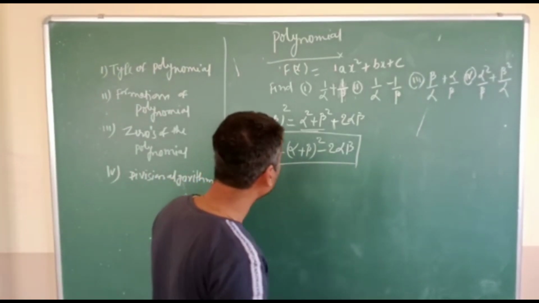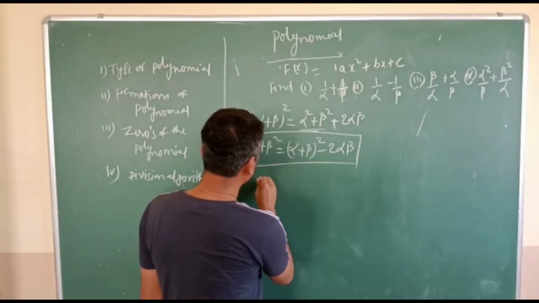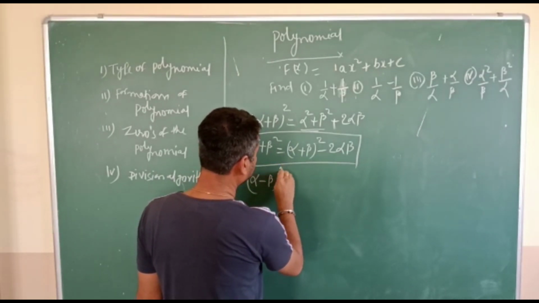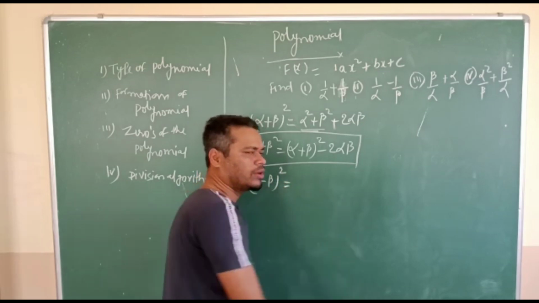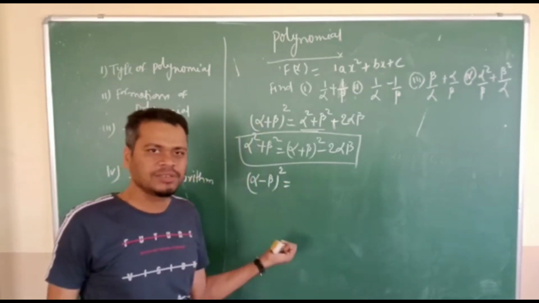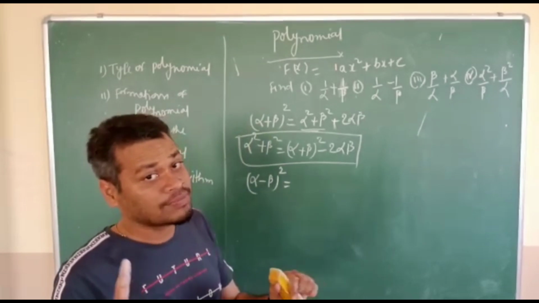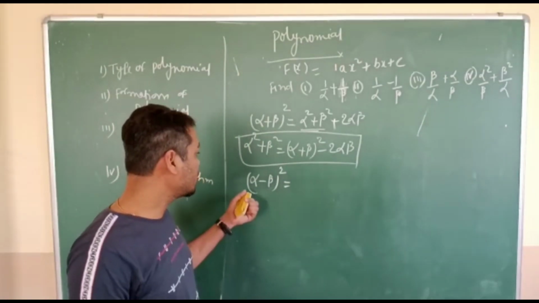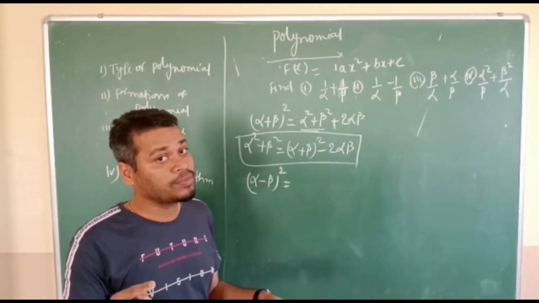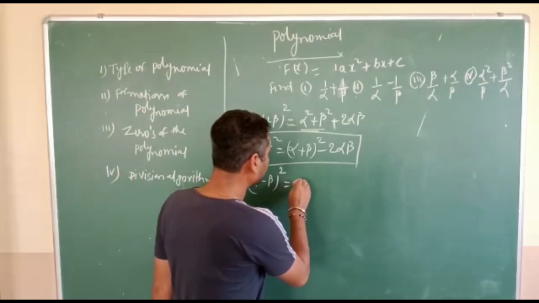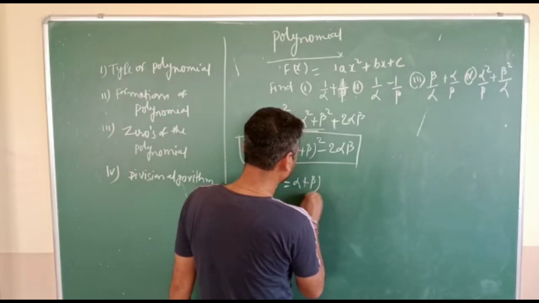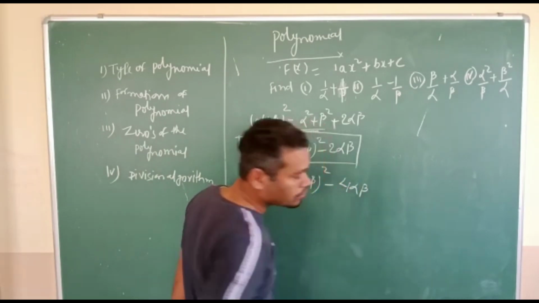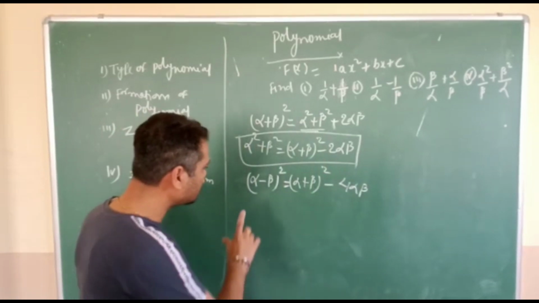Okay. What about alpha minus beta whole square? I want you to write alpha minus beta whole square in terms of alpha plus beta whole square. So that will give you alpha plus beta whole square minus 4 alpha beta. Why is it so? Please just have a listen.